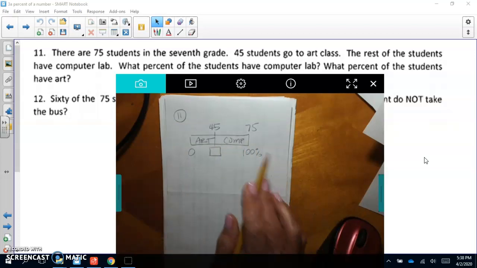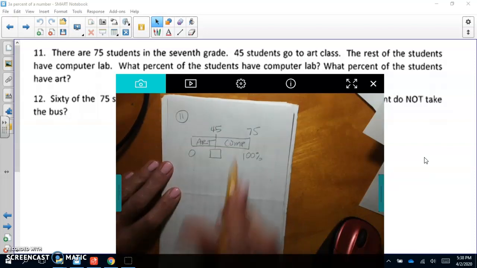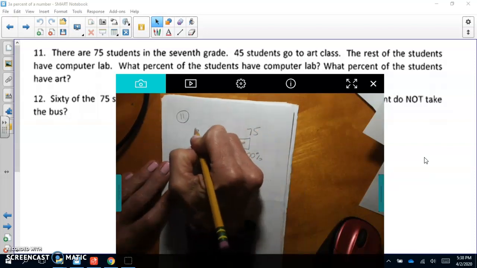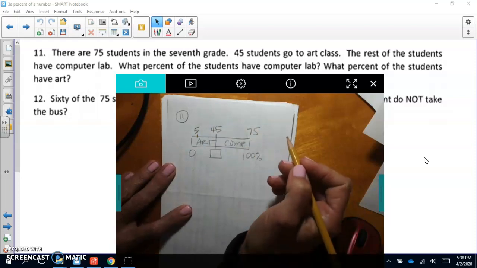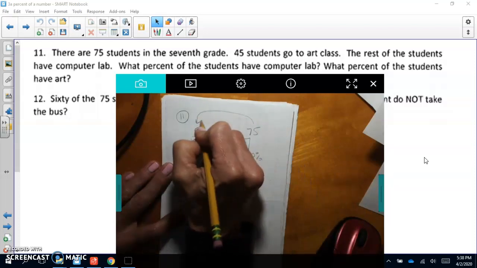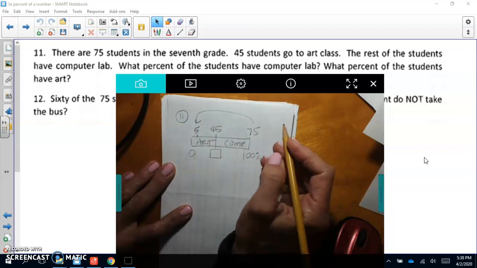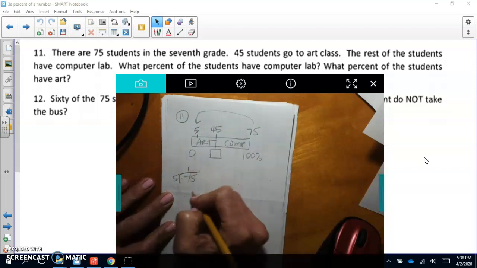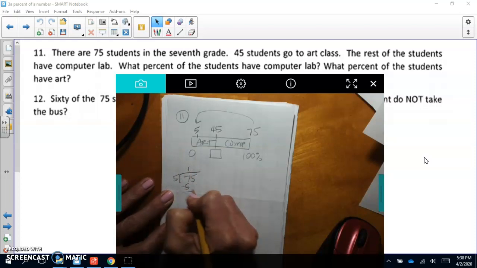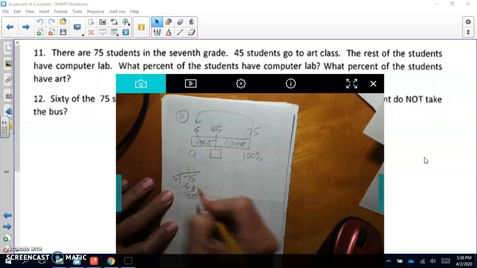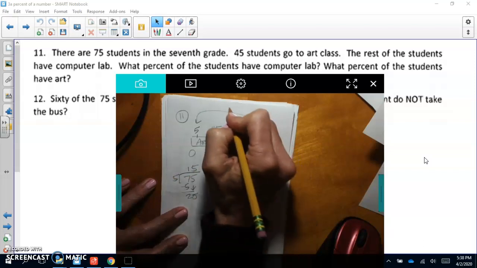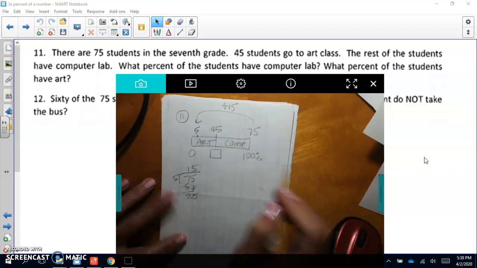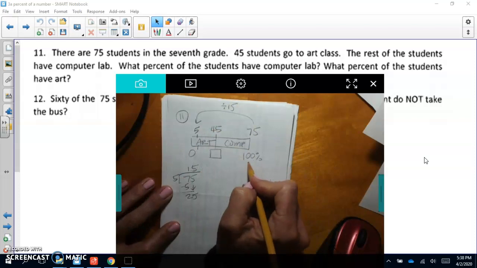Well, what does 75 and 45 both have in common? They both can divide by 5. So let's see if we can get them down to 5. 75 divided by something gives me 5. Well, I don't know. Let me try that out. 75 divided by 5, carry down the 5, 15. So divided by 15. So let's do the same thing right here.